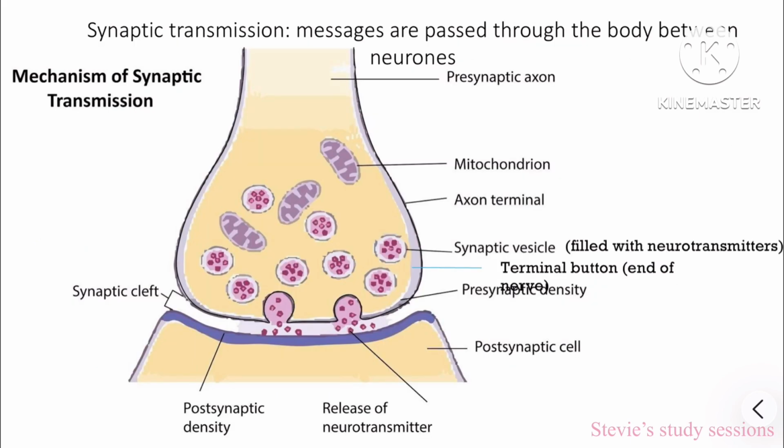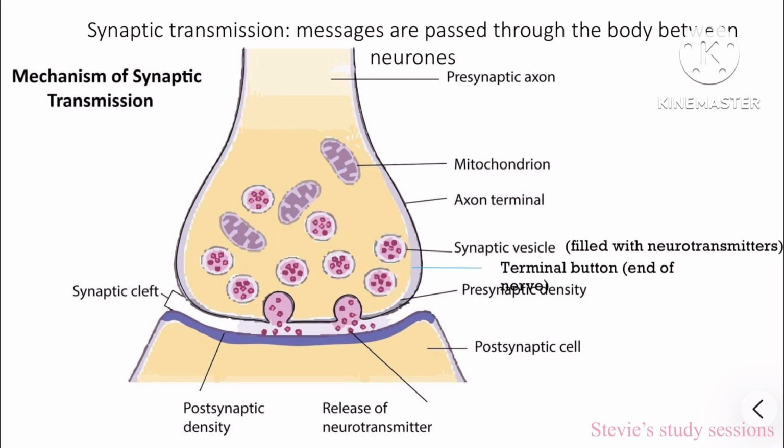You also have to know the process of synaptic transmission. Synaptic transmission is when messages are passed through the body through neurons. Shown above is a picture of it. It's good to know the labels of this. You have the presynaptic neuron, that's pre the synapse. You have the postsynaptic neuron, that's after the synapse. You have the synaptic cleft, that's in the middle of the synapse. And you have the vesicles, they are filled with neurotransmitters. And you have the terminal button, and that is at the end of the neuron. And you have receptors on the postsynaptic neuron that collect the neurotransmitters which are released from the vesicles.